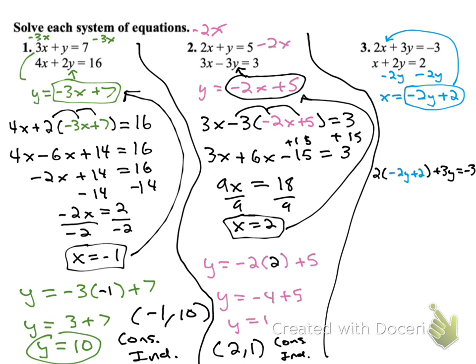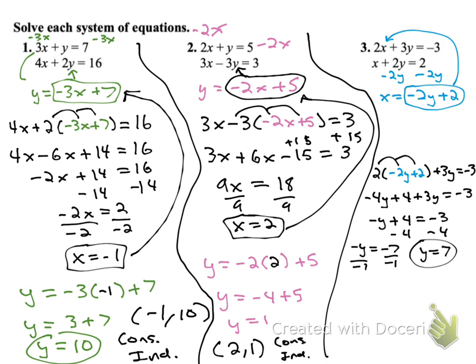More than one way to do it, but that will definitely be the easiest. From there, I'll distribute the 2. -4y plus 4 plus 3y equals -3. That'll give me negative y plus 4 equals negative 3. Subtract 4. Negative y equals negative 7, so y equals 7.